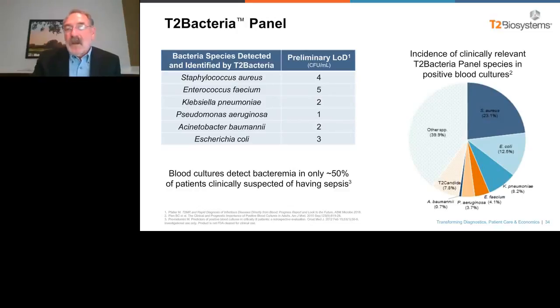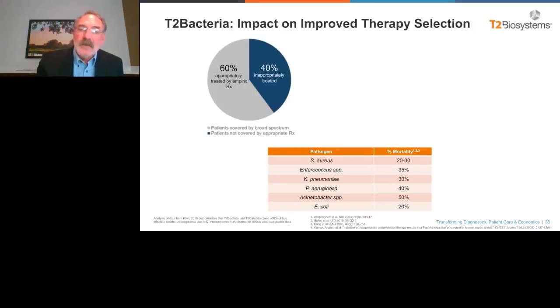The pie chart on the right shows the distribution of those organisms, including T2Candida. So you can see that it encompasses a fair proportion of the total, about 60% of the total organisms that might be expected in septic patients. We know in the pie chart shown here that about 60% of patients are appropriately treated by empiric therapy, but 40% are inappropriately treated. And you can see in the table that the pathogens that we're dealing with, this is not even including Candida, all have significantly high mortalities. In fact, these organisms, as well as Candida, lead the list in terms of pathogens that cause mortality in hospitalized patients.